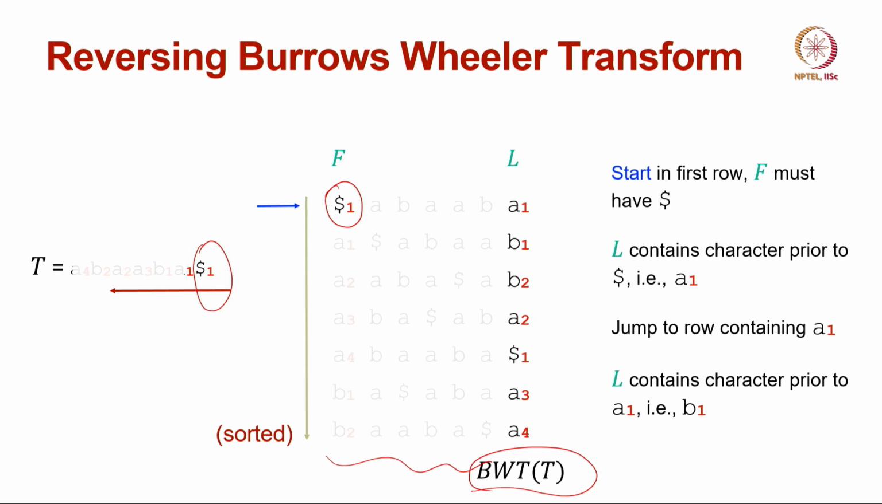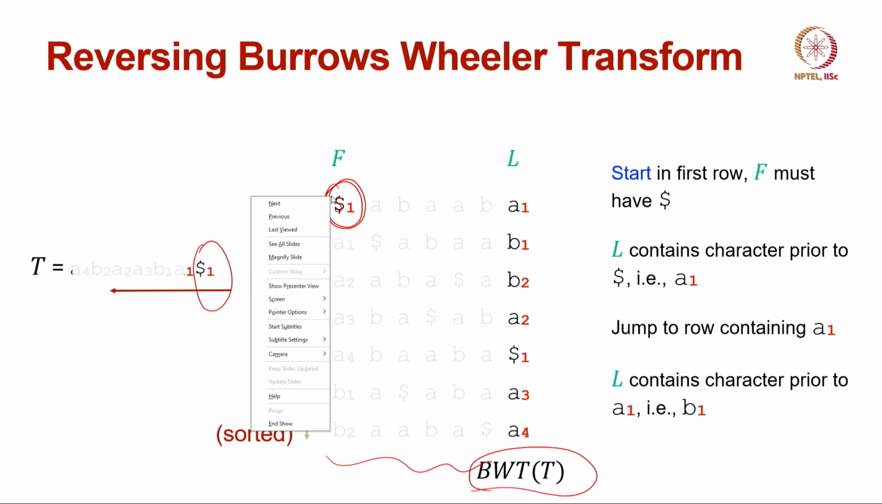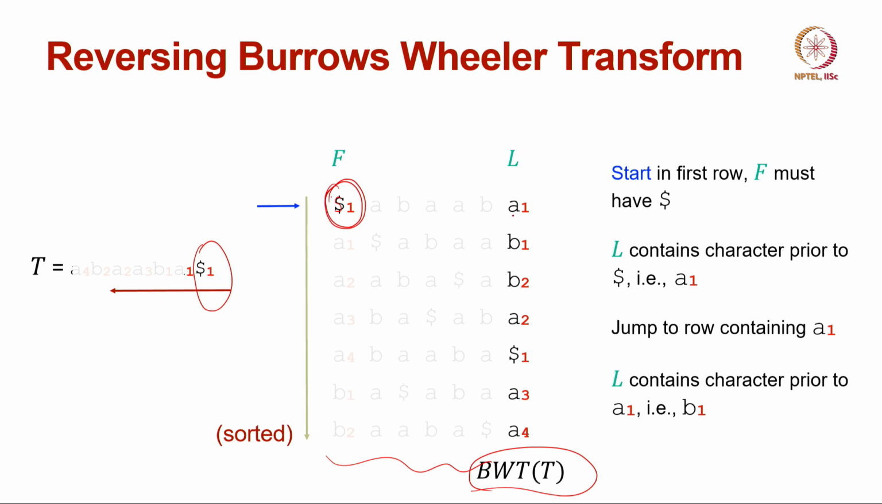And for that, I can start from first entry of the column F, that is dollar symbol, and I know the character preceding dollar symbol. So, from column L I can know immediately what character precedes dollar symbol, because these are cyclic rotations. I can tell that A character precedes dollar, therefore, my next character in text T will be A.